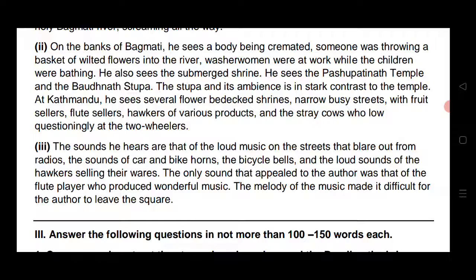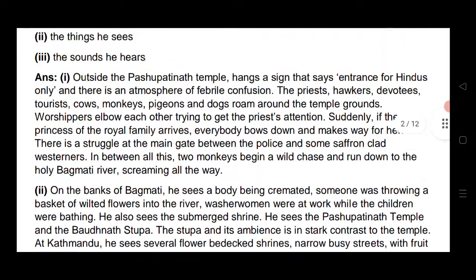At Kathmandu, he sees several flower bedecked shrines, narrow, busy streets with fruit sellers, flute sellers, hawkers of various products, and the stray cows who low questioningly at the two wheelers. Now let's see our question number 3.